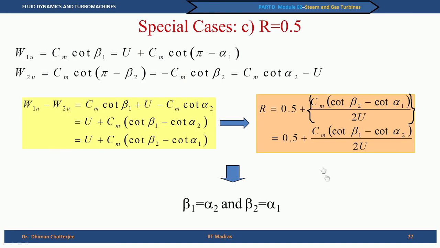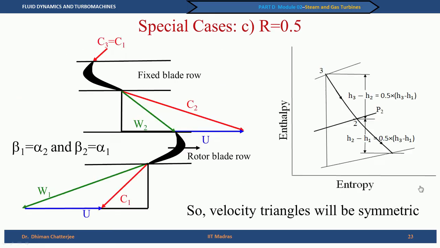So, what we get in case of degree of reaction or reaction ratio 0.5 is beta 1 equal to alpha 2 and beta 2 equal to alpha 1. And we can draw the velocity triangles and the enthalpy entropy diagram. First, let us see the enthalpy entropy diagram.